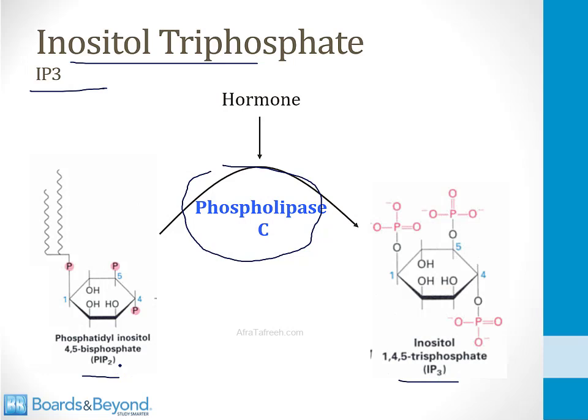PIP2 is phosphatidylinositol biphosphate. It's basically a ring attached to a long-chain fatty acid. What phospholipase does is function as a lipase and lop off the fatty acid. This leaves behind only inositol triphosphate, which is IP3, which can serve as a second messenger.